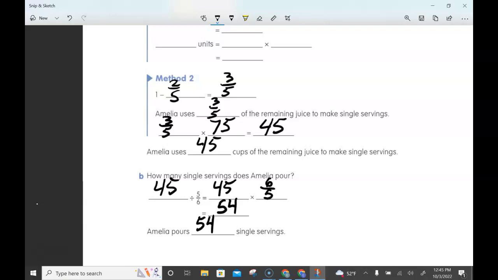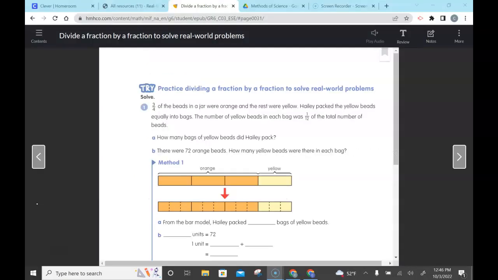So let's take a look at one last problem here. Now let's take a look at number 1 on page 115. This is saying practice dividing a fraction by a fraction to solve real-world problems. For number 1, it says 3/4 of the beads in a jar were orange and the rest were yellow. Haley packed the yellow beads equally in the bags. The number of yellow beads in each bag was 1/12 of the total number of beads. How many bags of yellow beads did Haley pack? And there were 72 orange beads. How many yellow beads were in each bag?